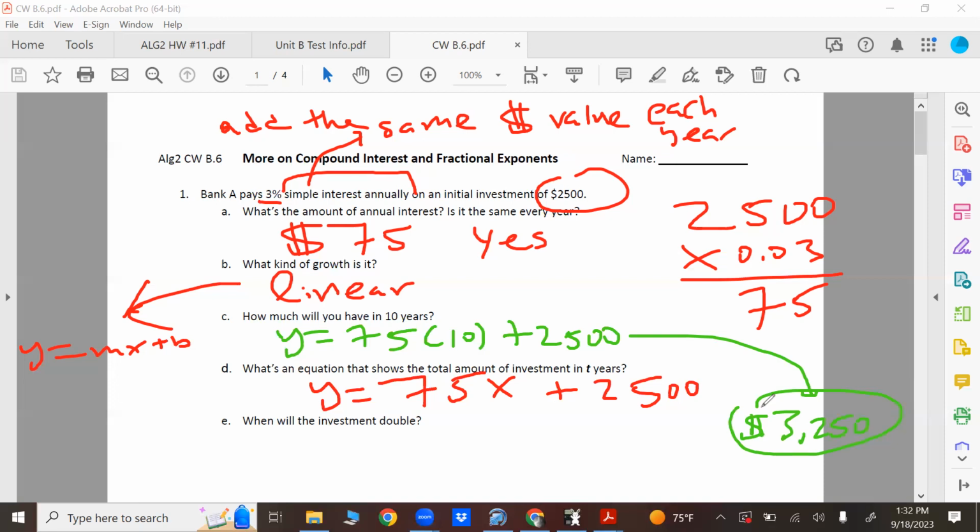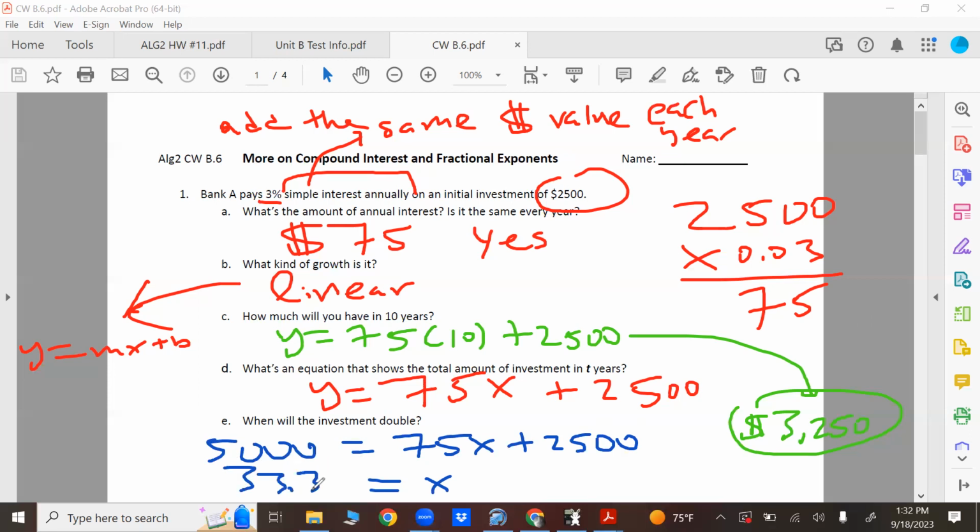What would I do for part E? Yeah, totally. Set the equation equal to 5,000 and solve for x, right? Not hard at all. I know you guys can do that. I'll compute it myself, see what I get. Something like that I could ask about simple interest. I said it was on the study guide, right? Do you guys get 33.33? Yeah, it'd be 33.33 years.